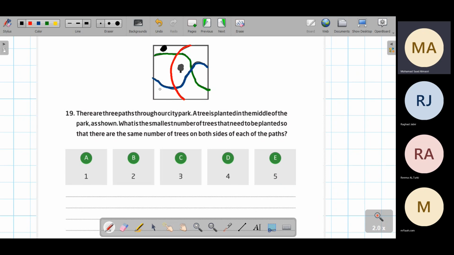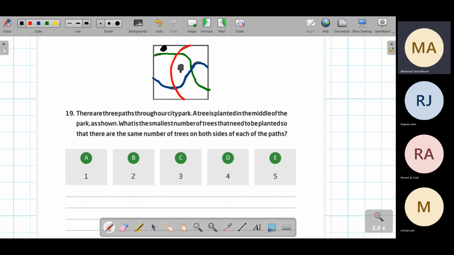But if I look at the blue one, both of them are above the blue line, and below the blue line I don't have any trees. So it's 2 above and 0 below. So I don't have the same number of trees. Understood this part? If you look at the blue one, both trees are above this line. Below this line, we don't have any trees.